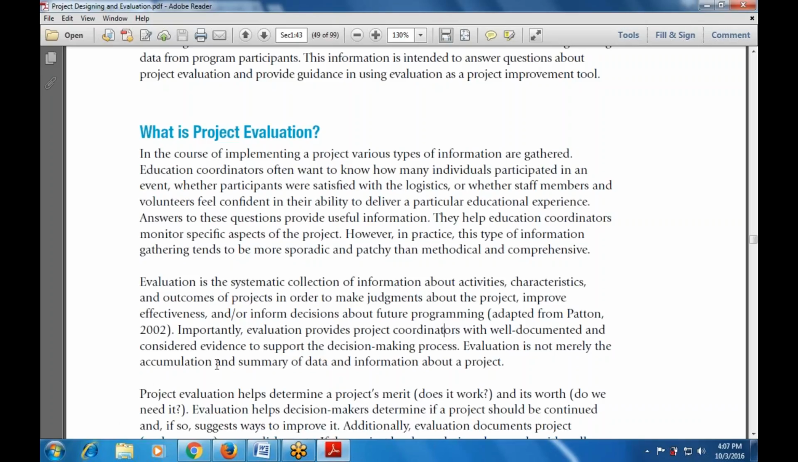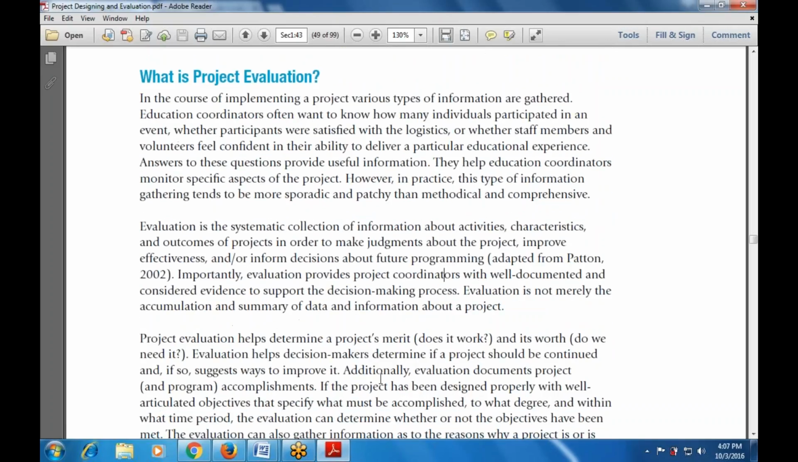Project evaluation also helps to determine a project's merits. Does it work? And if it works, do we need this? Evaluation also helps decision makers determine if a project should be continued, and if so, suggests ways to improve it. What are the various ways by which we can improve it?